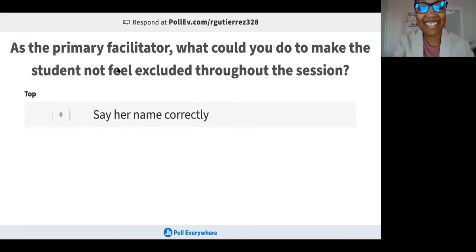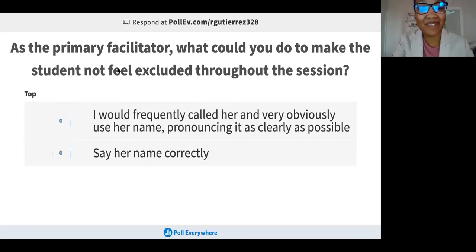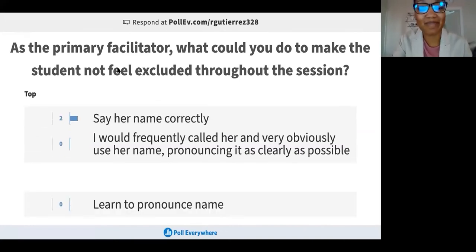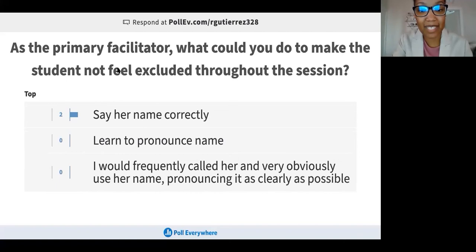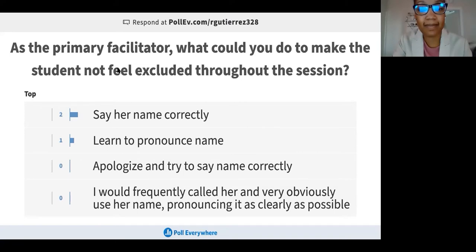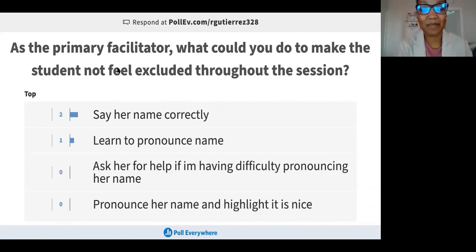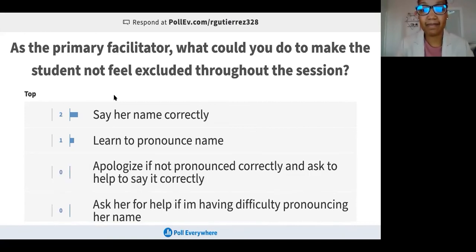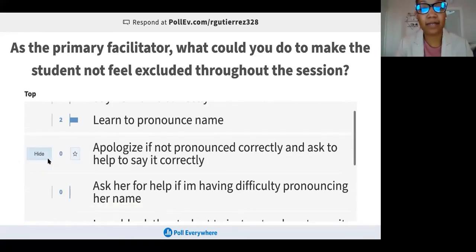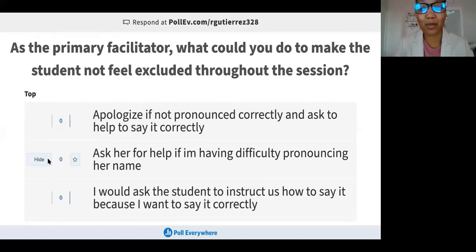Say her name correctly. Yes, if possible, it would be a great idea. I frequently call on her and very obviously use her name. Make her feel comfortable. That's good. Learn to pronounce the name. That's important. Apologize and try to say the name correctly. Pronounce her name and highlight it. It's nice. Great. And never be afraid to ask for help if you're unable or feel uncomfortable with saying someone's name.